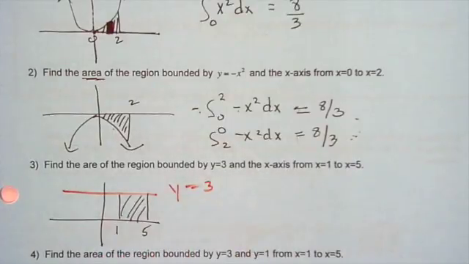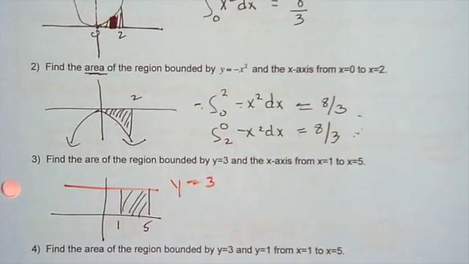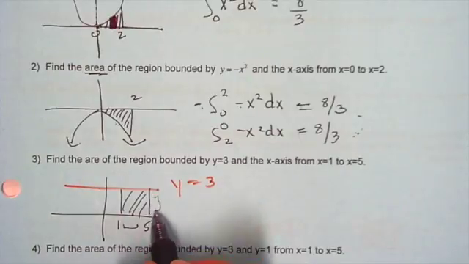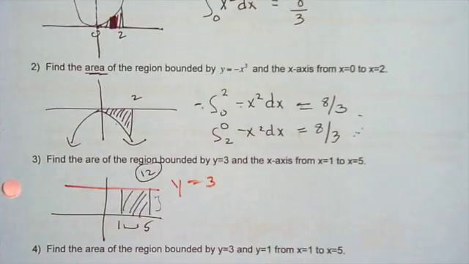Okay, this is just a rectangle. I know what the area of this is. It's 4 times 3, which is going to be 12. So I know geometrically I can come up with it. But again, I want to come up with a definite integral.